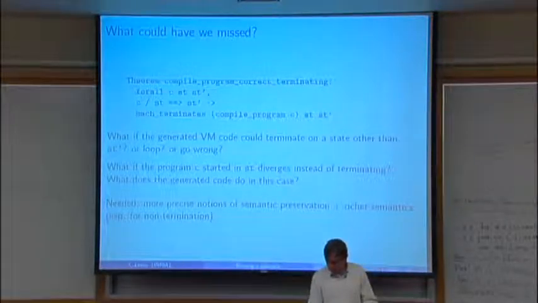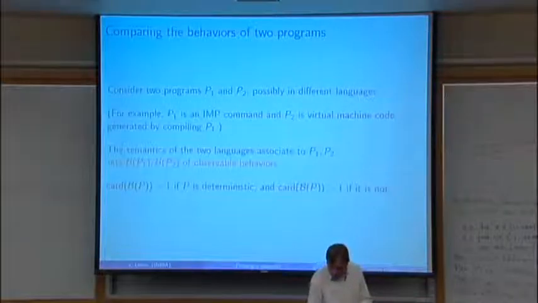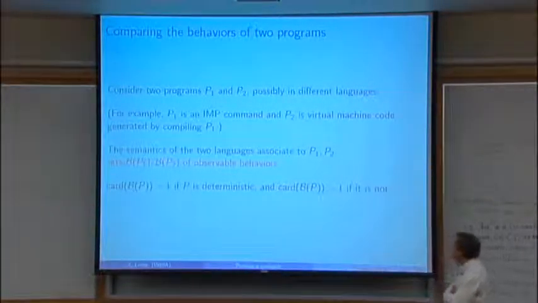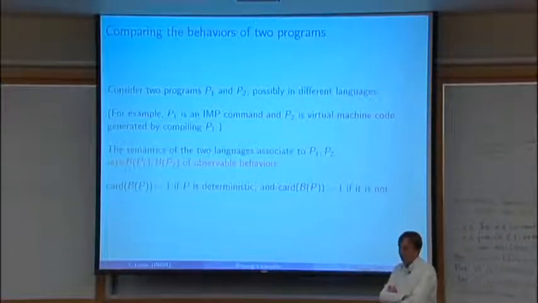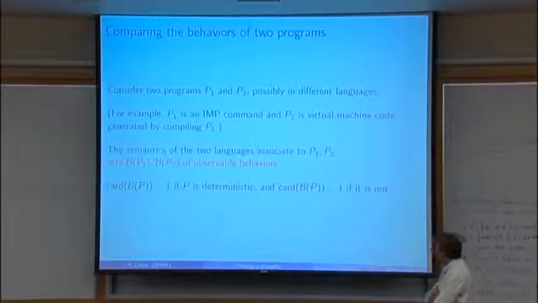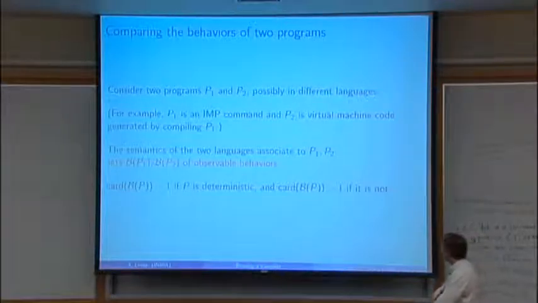So yeah, in the remaining time, let me talk about semantic preservation more abstractly. Let's take a high-level view. There are two programs, P1 and P2, and we want to compare their behaviors. So here, for instance, P2 is the compiled virtual machine code that we obtain for P1, which is an imp command, but that's only one example.